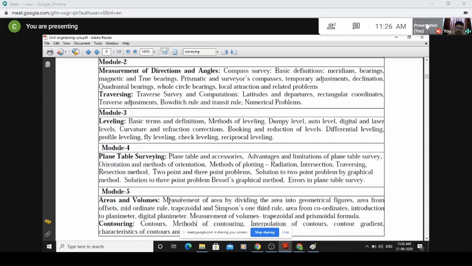To measure area and volume, you have a number of methods like the ordinate method, offset method, then trapezoidal method, Simpson's one-third rule. So there are different ways of measuring areas and volumes which you are going to learn in this module. Then finally you are going to learn about contours.